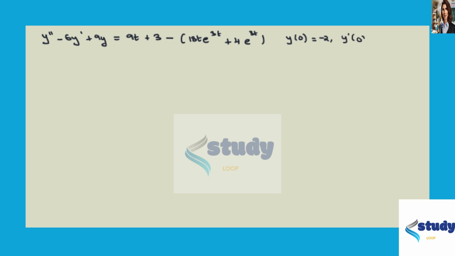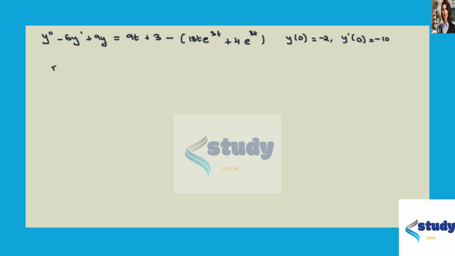In this problem, we are provided with the initial value problem y'' - 6y' + 9y = 9t + 3 - 18t e^(3t) + 4e^(3t). Further, we are given that y(0) = -2 and y'(0) = -10. So first, let us write down the characteristic equation.